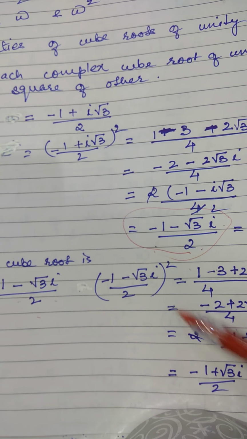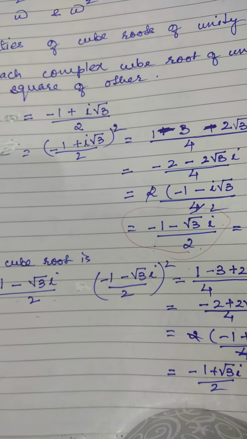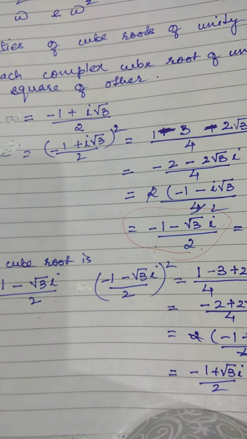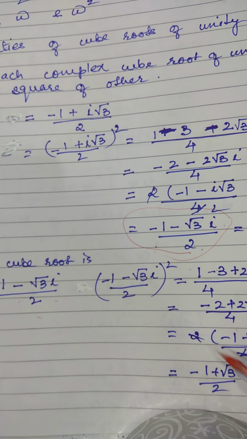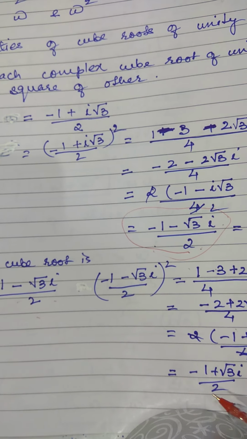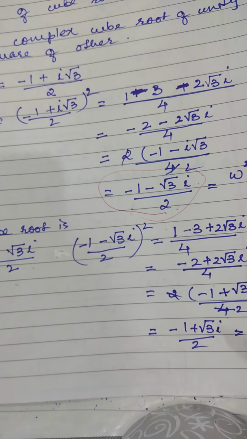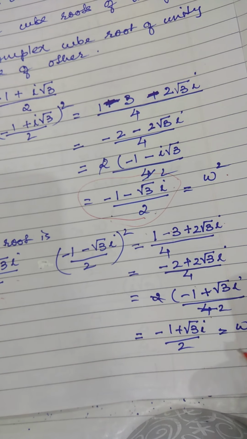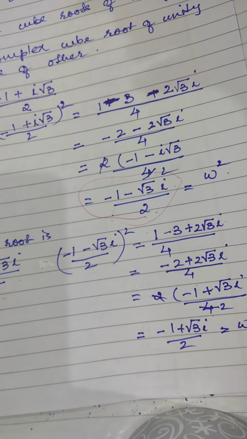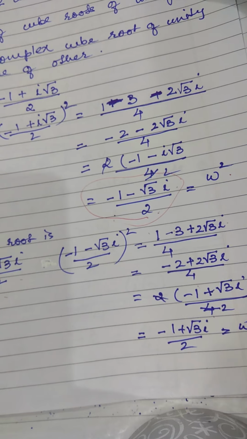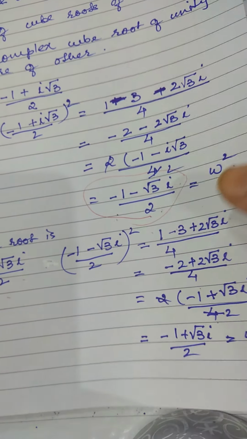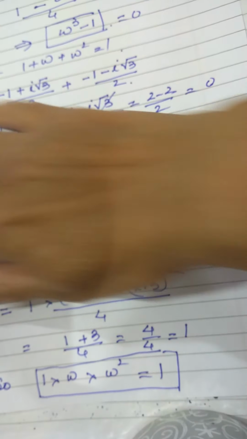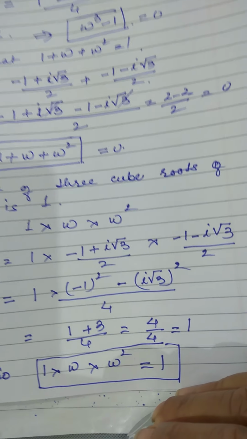Take out 2 as common factor: (-2 + 2 root 3 iota). Take out 2 as common factor. The two 2s are 4. Again you are left with (-1 + root 3 iota)/2, and this is equal to omega. So a very important property: one complex root is the square of the other.